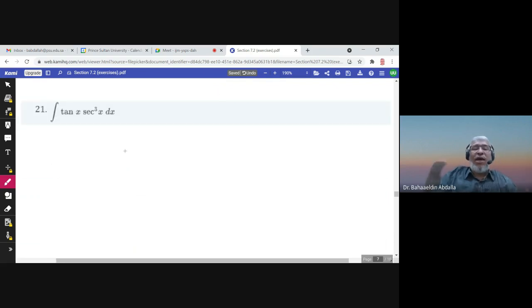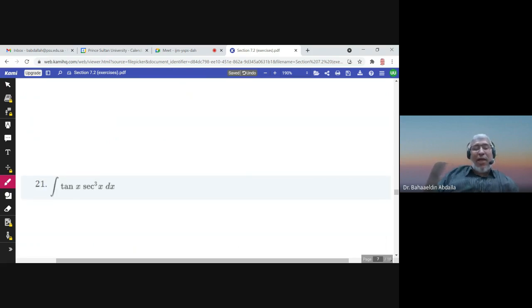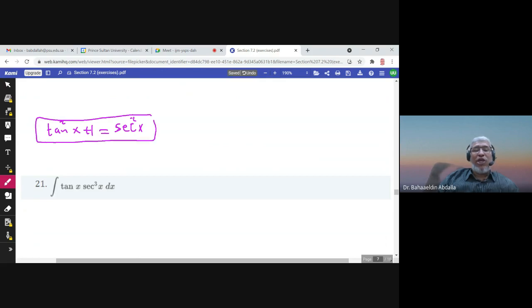Well, now we have tan and secant together. And for tan and secant, we have a relation: tan square x plus 1 equals secant square x. And because of this identity, we can change tan square to secant square and secant square to tan square. So whenever we have tan times secant, we can solve the integral.